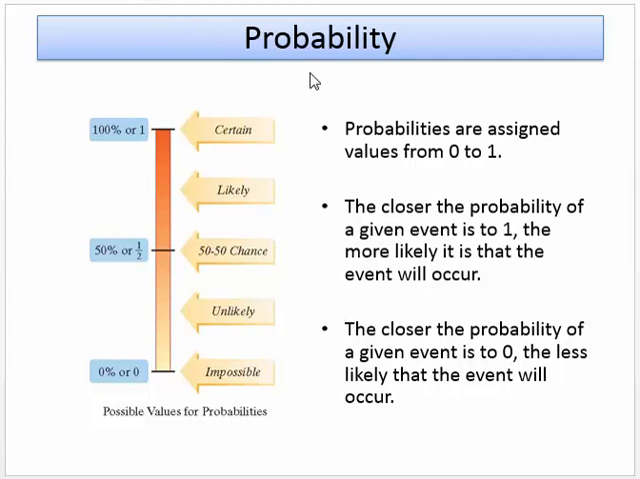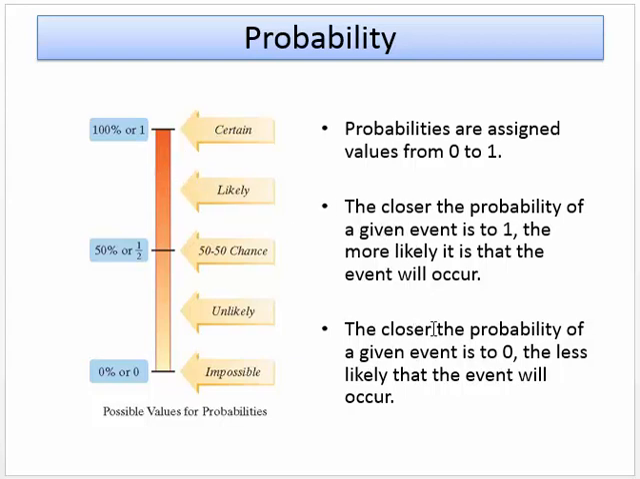Okay, when we talk about probability, keep these things in mind. Probabilities are assigned values from 0 to 1, or another way to think of it is from 0% to 100%. And the closer the probability of a given event is to 1, the more likely it is that the event will occur. In other words, if you were going to roll a die and I said, what's the probability of rolling a number greater than 1? Well, there's 5 numbers greater than 1 on a die, so it'd be 5 out of 6. So we'd be way up here at about 86 or 87%, which is really likely to happen. It's not necessarily certain that it happens, but it would be likely.